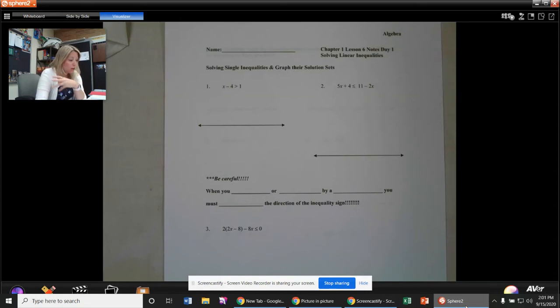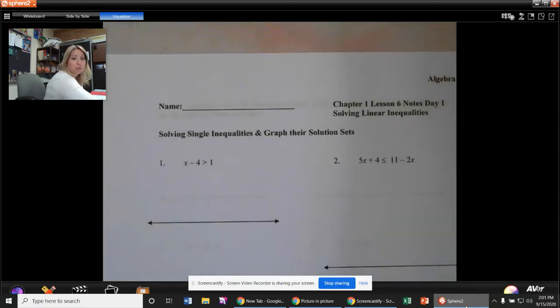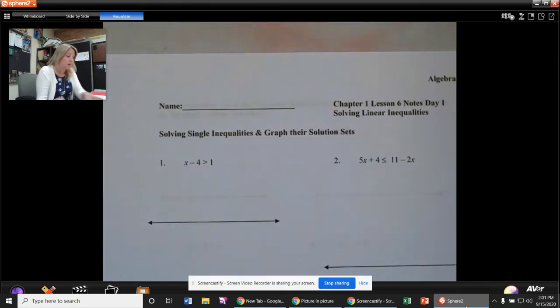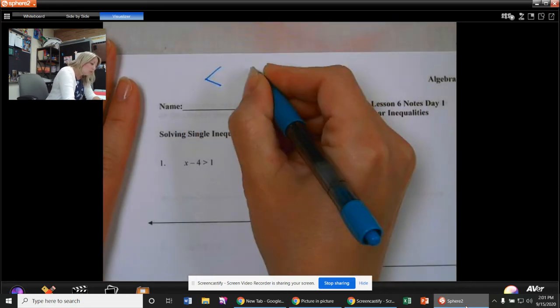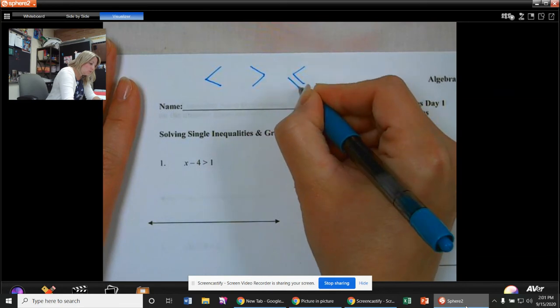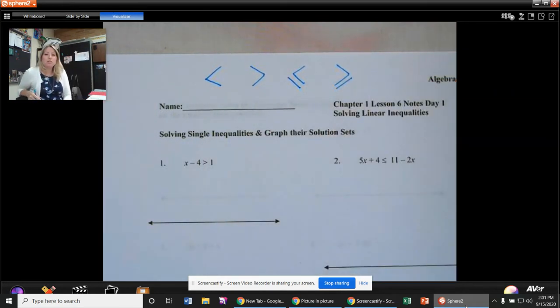So let me first do a real quick reminder, and I usually write this right at the top of my paper, so I'll do that now. Inequality symbols are less than, greater than, less than or equal to, greater than or equal to. And inequality symbols are comparing the sizes of your two numbers. Okay, that's what they're doing.